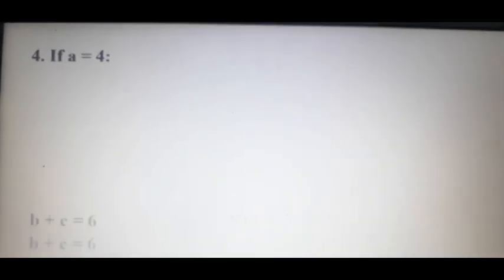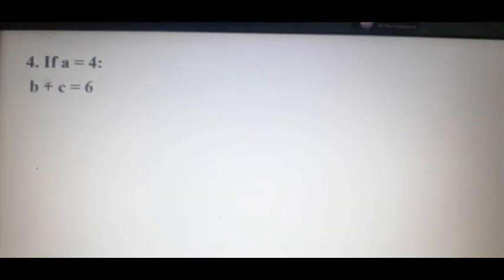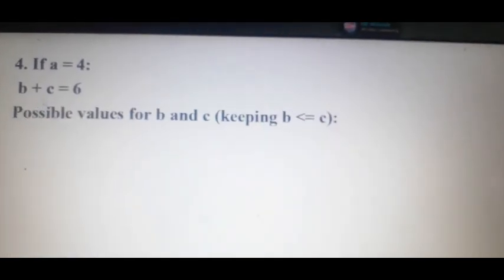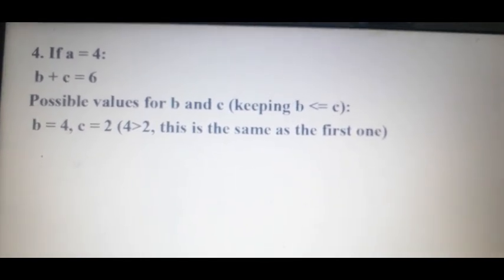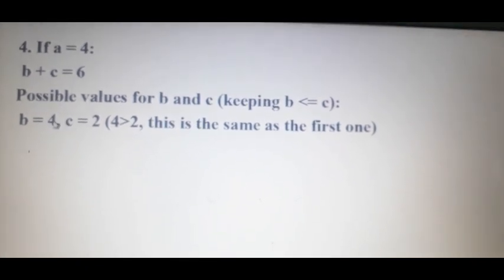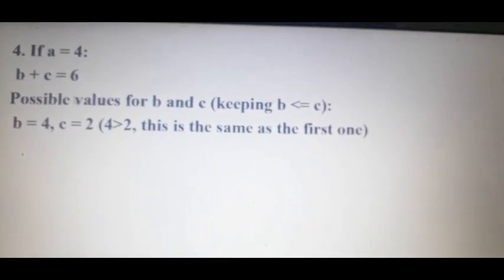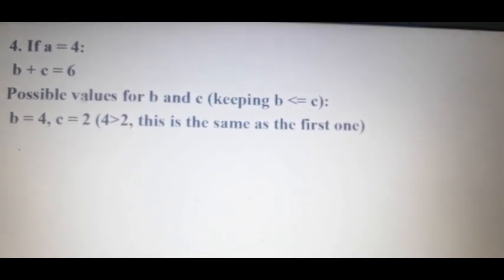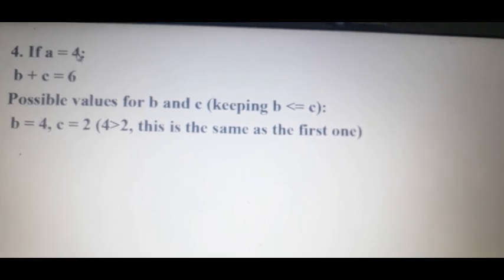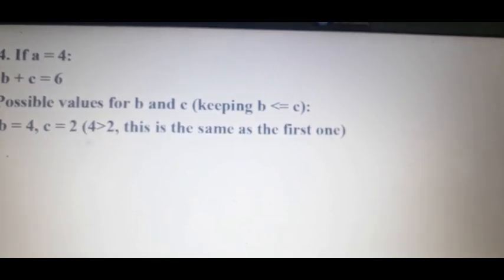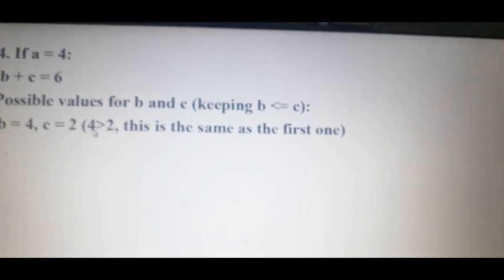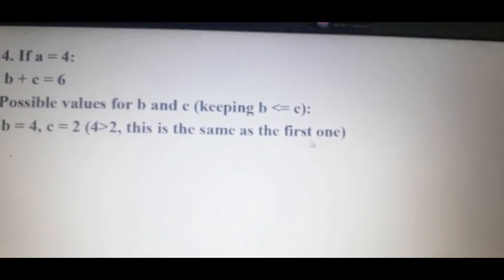The other case is if A is 4. A plus B plus C is 10. When we subtract 4 from 10 it will be 6, so B plus C is 6. Keeping B less than or equal to C without loss of generality. Again, when A is 4, take B as 4. 4 plus C plus 4 is 10. From 10 we subtract 4 plus 4, which is 8, and get C is 2. But B should be less than or equal to C, and here B is greater than C, so this is the same as the first one.